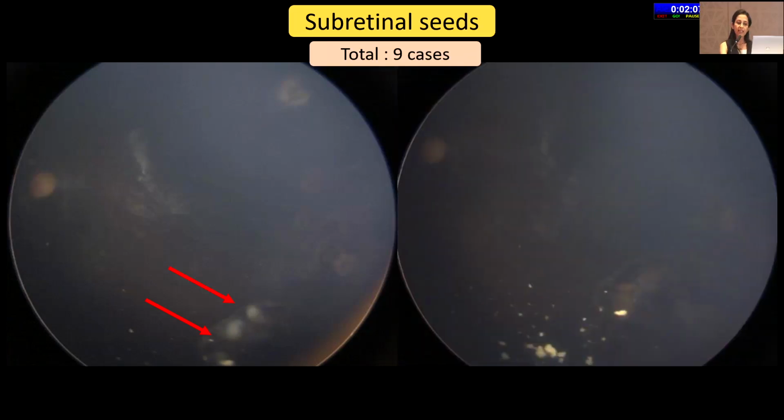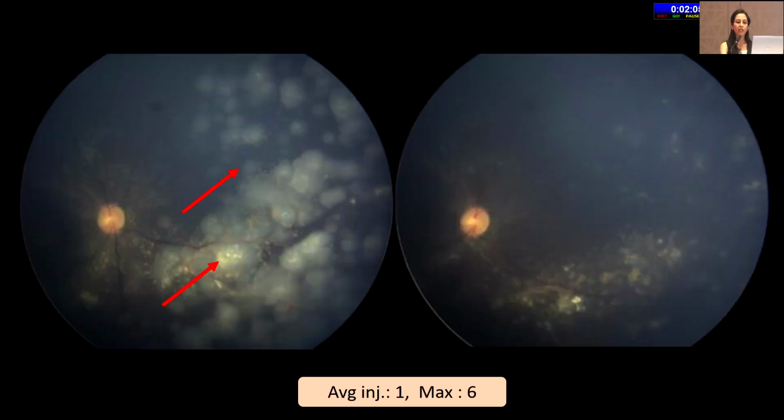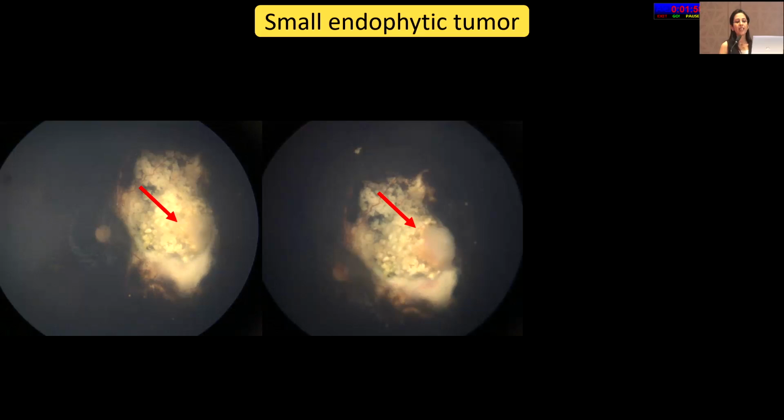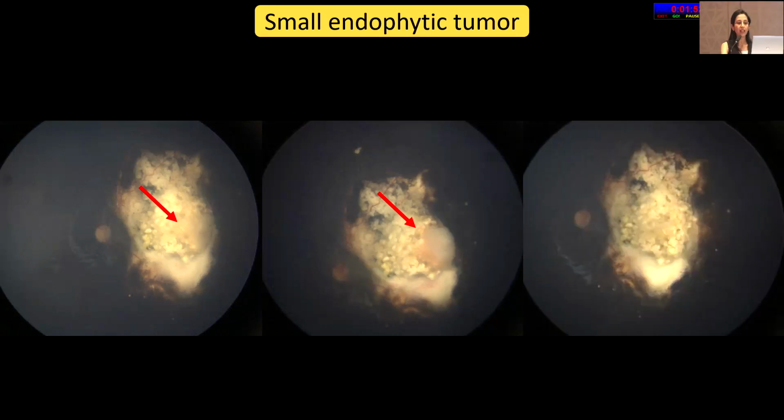Of total 9 cases with subretinal seeds, all responded well with an average of just 1 IVT. Yes, you heard that right, with just 1 IVT. In this case, a small retinal tumor recurrence, which was refractory to TTT, regressed completely with just 1 IVT.